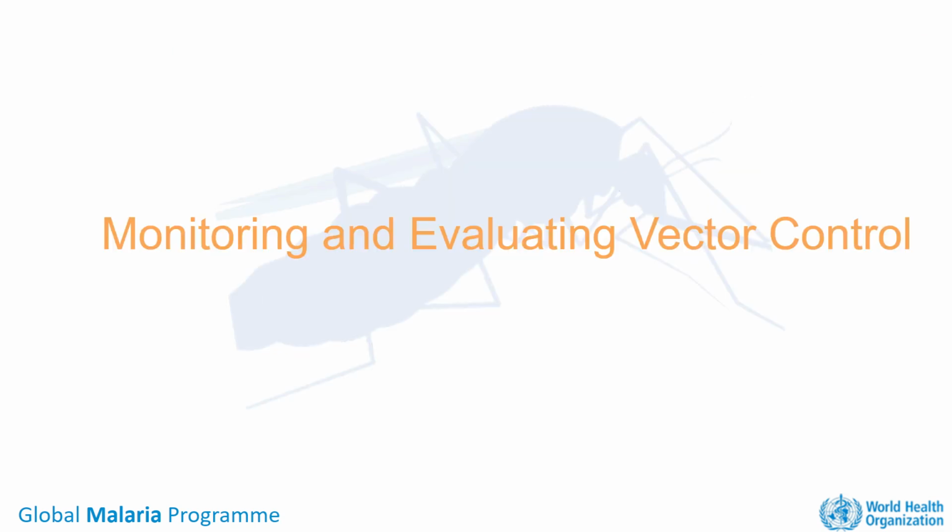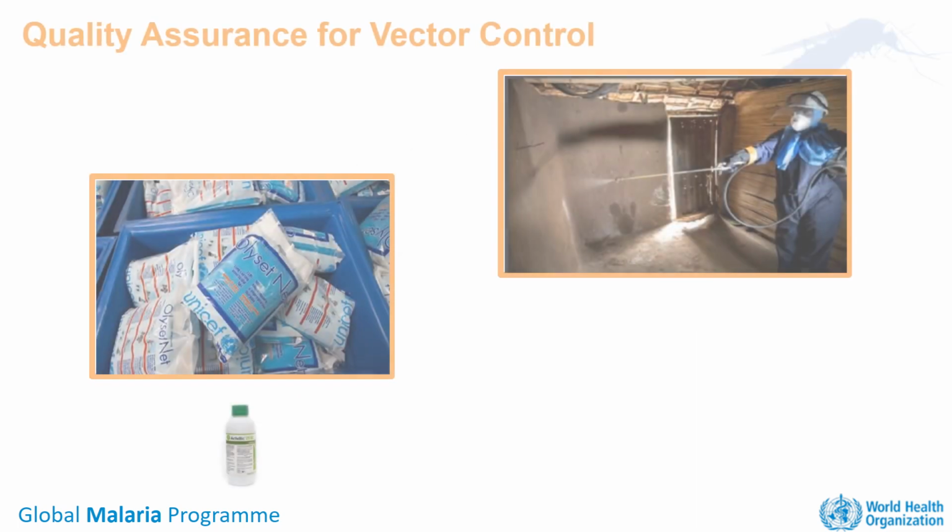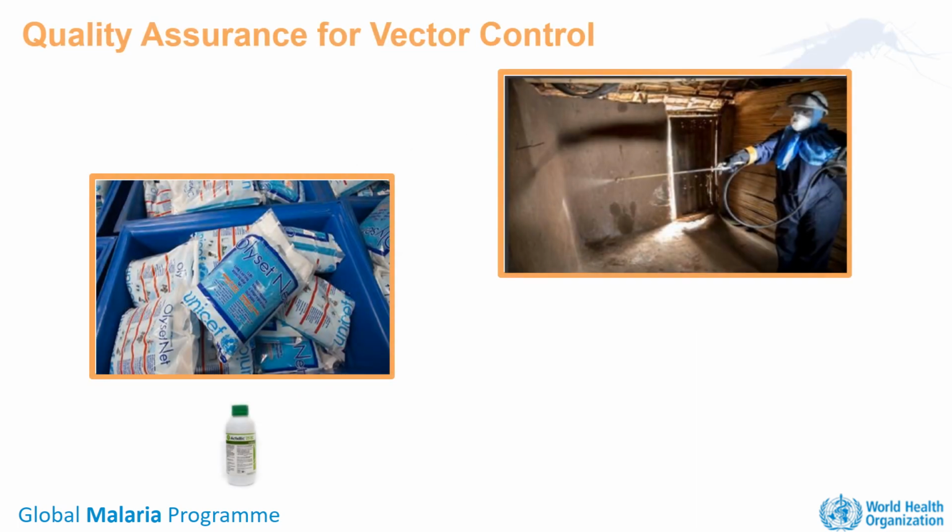A core component of a malaria program is monitoring and evaluating the impact of interventions, including vector control, to ensure they are implemented with good quality. Let's review the components of quality assurance and monitoring and evaluation of vector control. As for any programmatic activity, there should be a quality assurance plan for vector control.